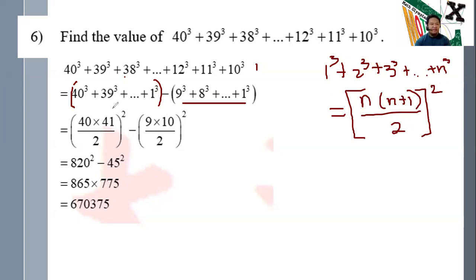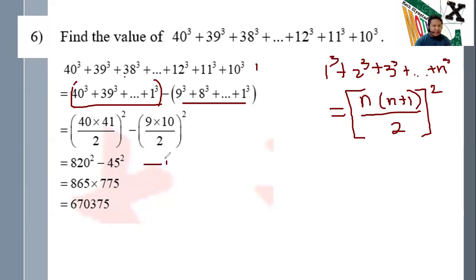I forgot the square. As you can see, from 1 cube to 40 cube, that will become 40 times 41 divided by 2, quantity squared. And from 1 to 9, that's 9 times 10 divided by 2, quantity squared. That will give us 820 squared minus 45 squared.